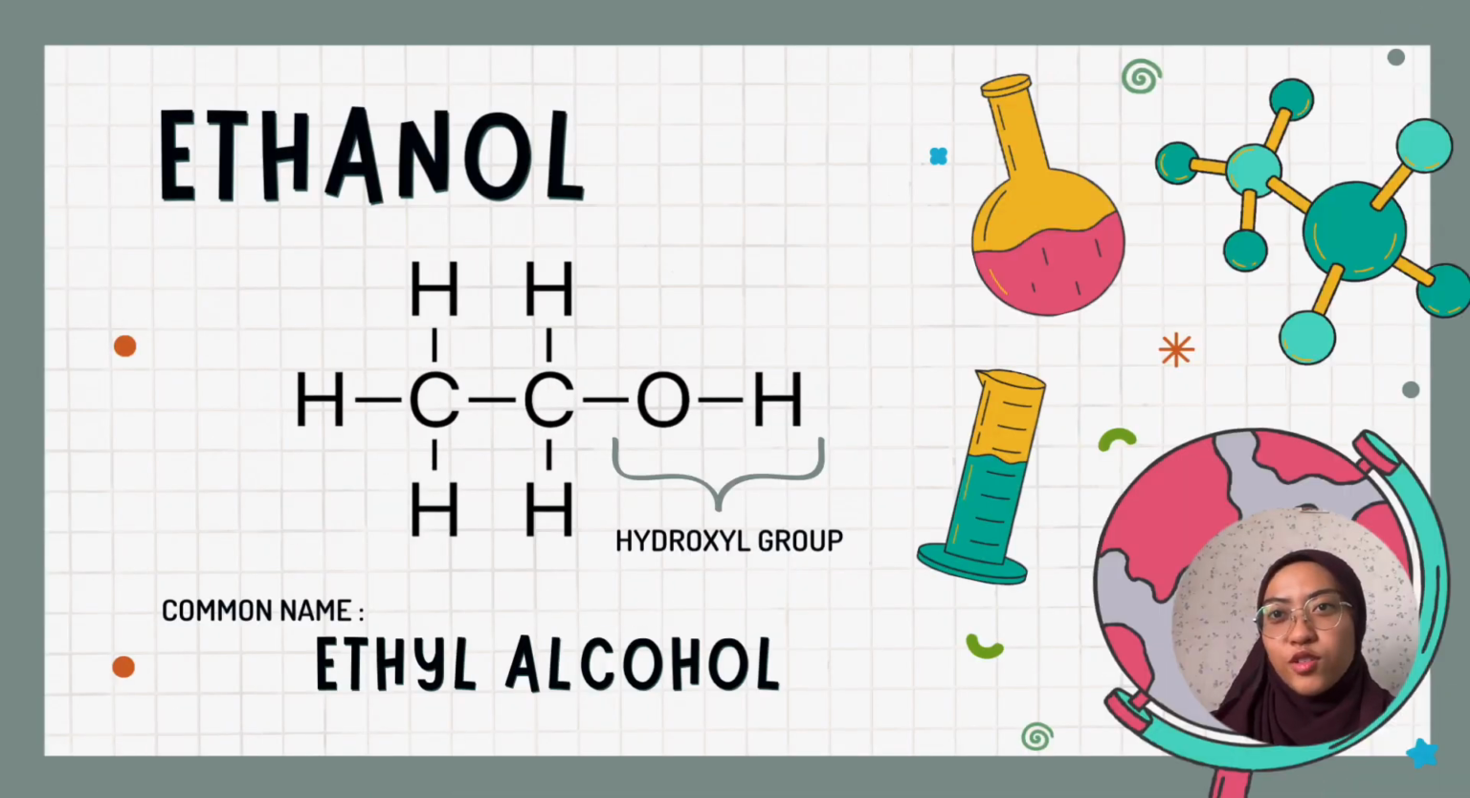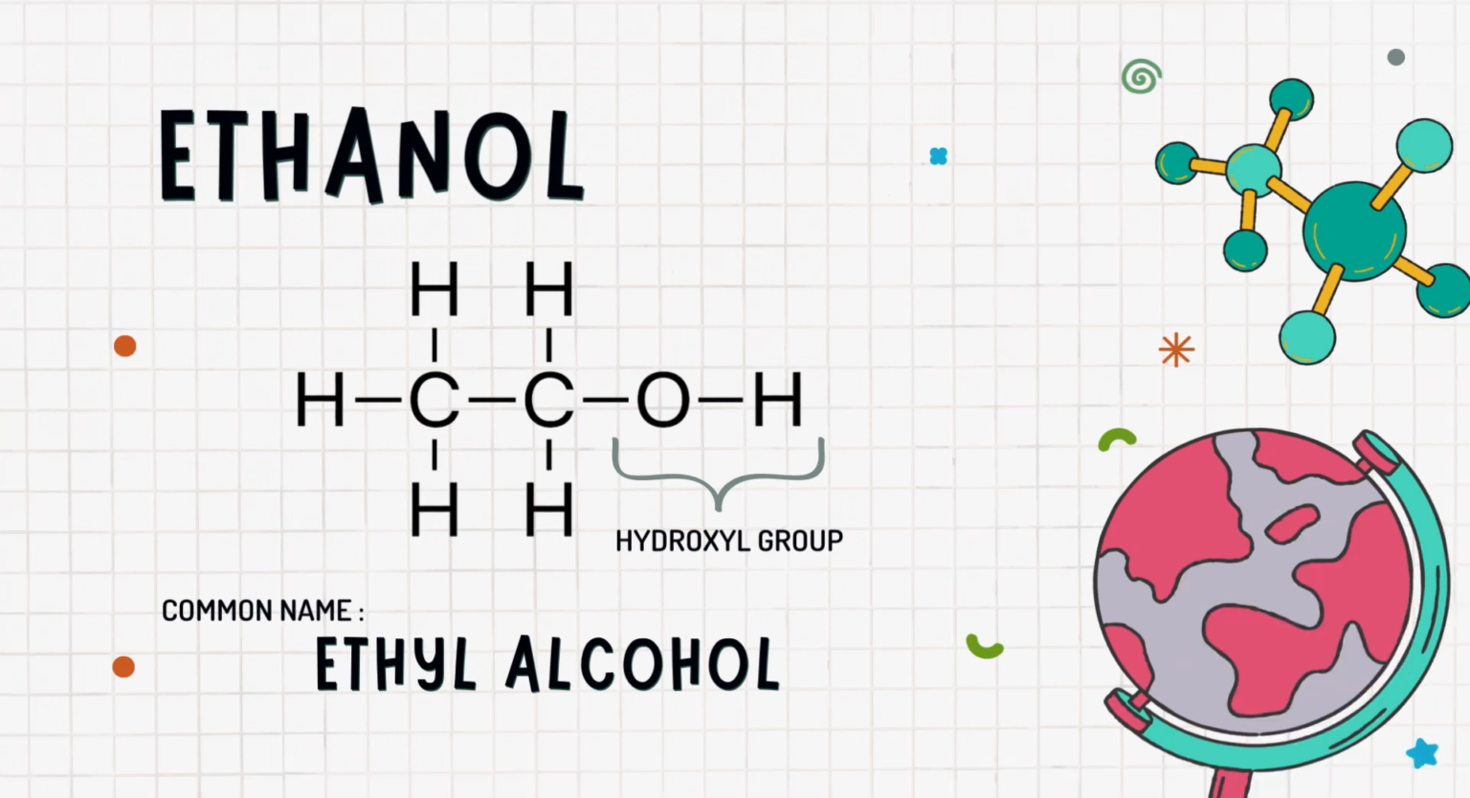This is the chemical structure of ethanol. Why? Because it contains two carbons and a functional group, which is a hydroxyl group, OH. So we have to add "ol" right after the compound name, which is ethane, ethanol. This chemical structure is also known as ethyl alcohol.